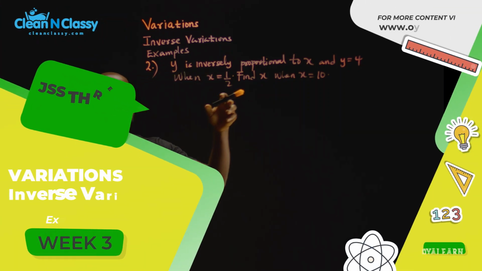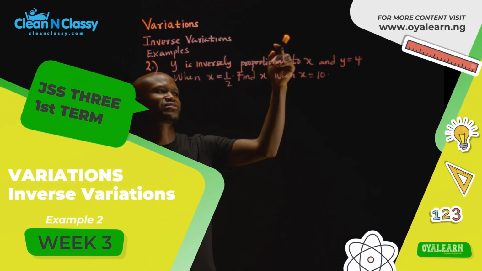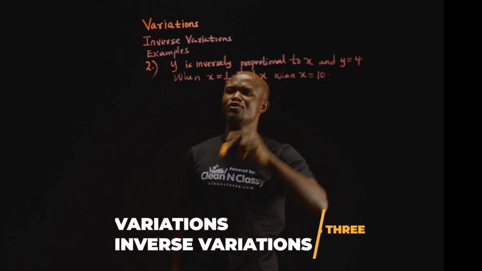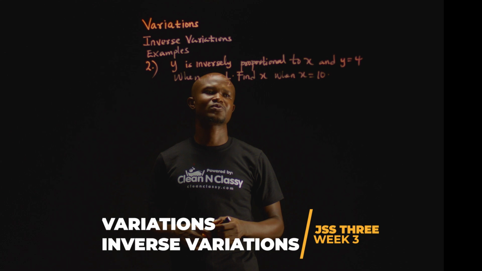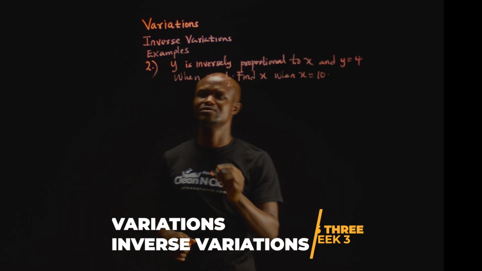y is inversely proportional to x, and y equals 4 when x equals half. Find x when y equals 10. Solution.